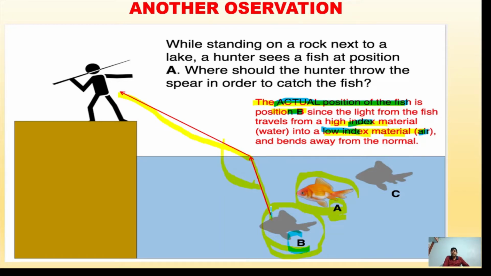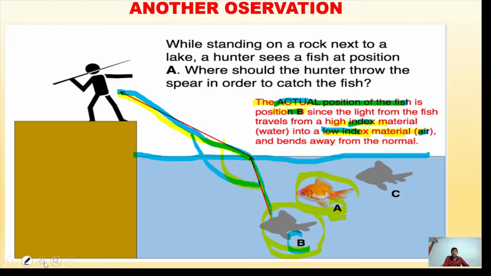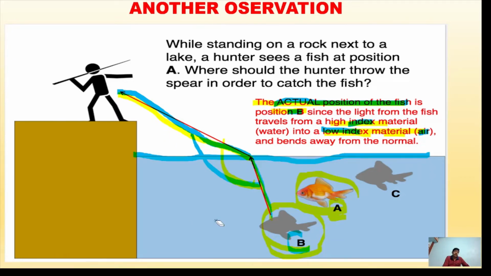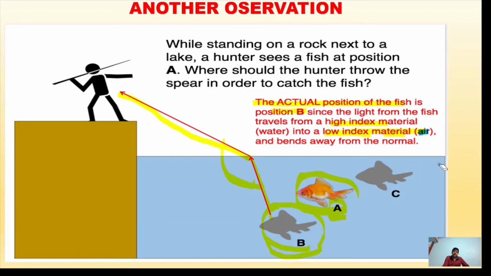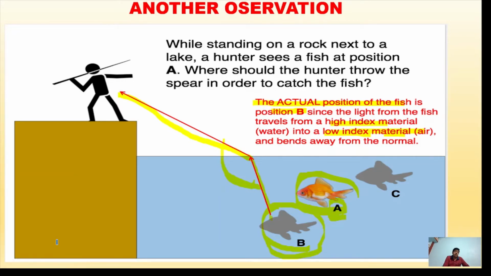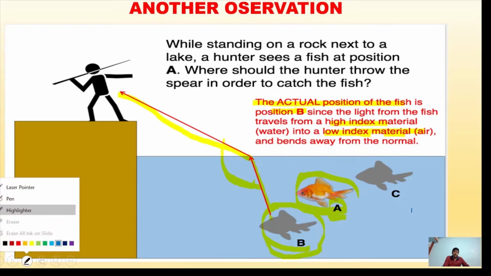When the light from the fish passes through the water and comes out into the air medium, through the what? Air-water interface, the refracting surface. Also there is a deviation of light, bending of light. Light undergoes bending at a certain angle, right? Understand? So this is another interesting observation of the refraction of light. Okay, understand?